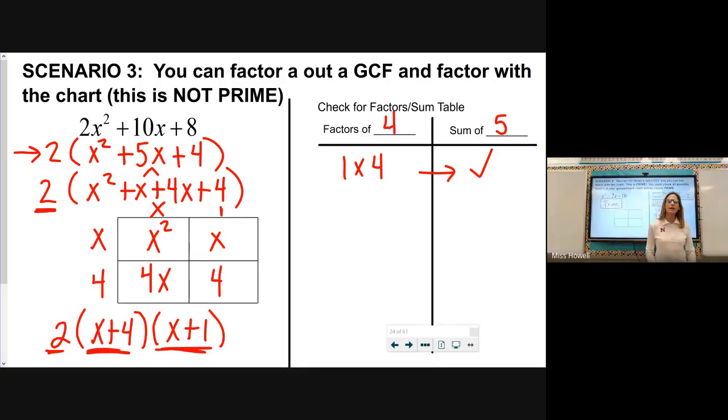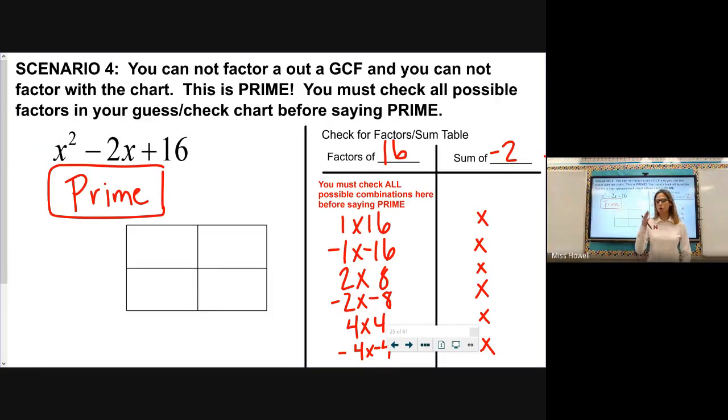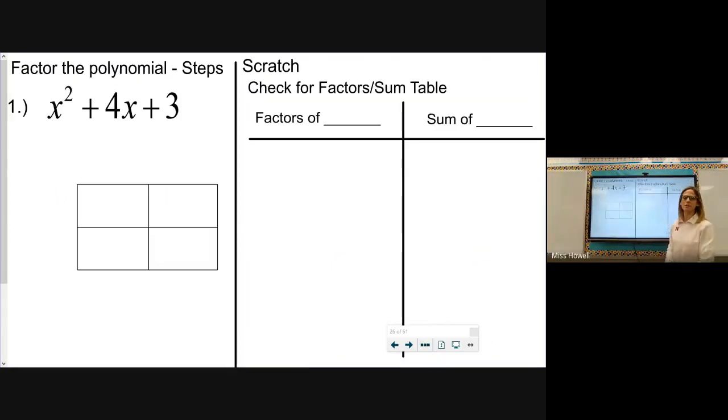And then finally, I can't break out, there's no GCF factor I can pull out, and I can't break it up to go to my chart and factor further. So in that case, we have no way of breaking apart the original problem, and that would be considered a prime polynomial. So last 3 additional examples in our notebook for today.